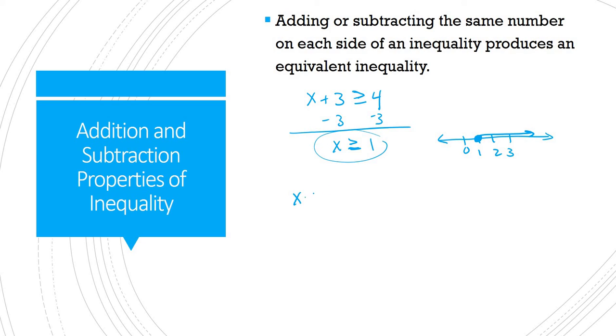All right, let's do one more. X minus 2 is less than negative 4. So again, solve it just like this is an equal sign. So I'm going to add 2 to both sides. X is less than negative 2. Notice that it's not equal to negative 2, it's just less than negative 2. So I'm going to go to negative 2. I'm not going to include it, but I'm going to do everything to the left of it.